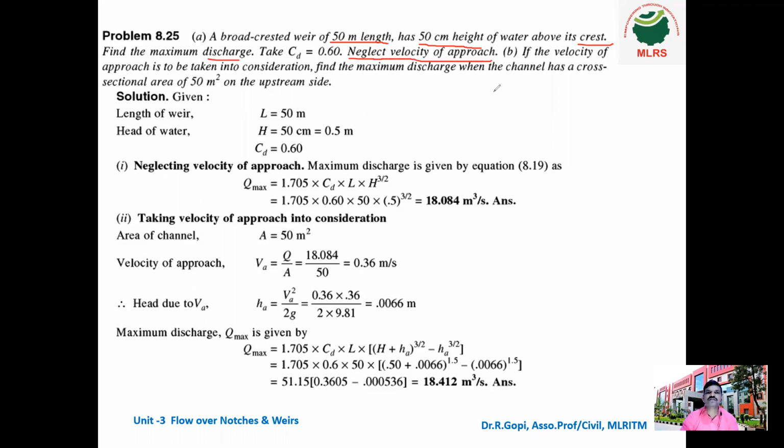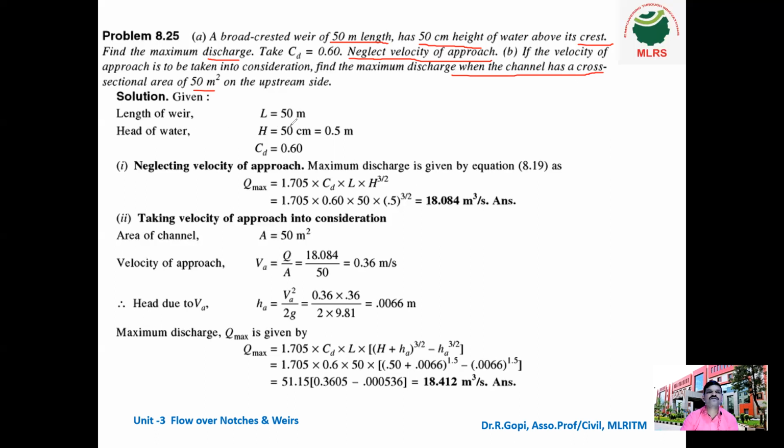One is without velocity of approach and the other is with velocity of approach. So first we will neglect the velocity of approach. Next, the velocity of approach is to be taken into consideration. Find the maximum discharge when the channel has a cross-sectional area of 50 meter square on the upstream side. So this is the question.